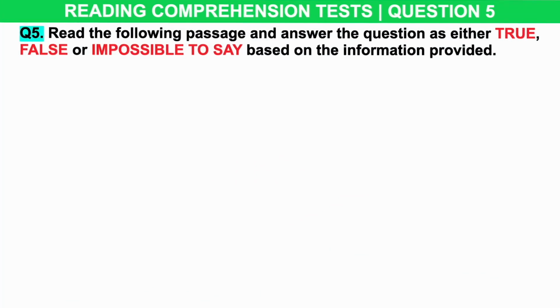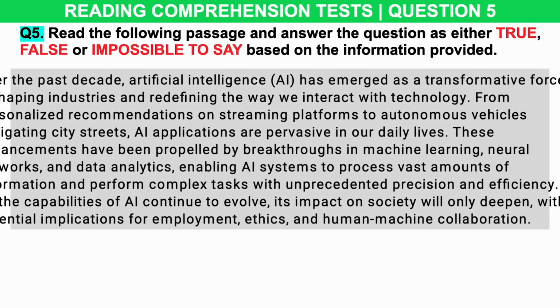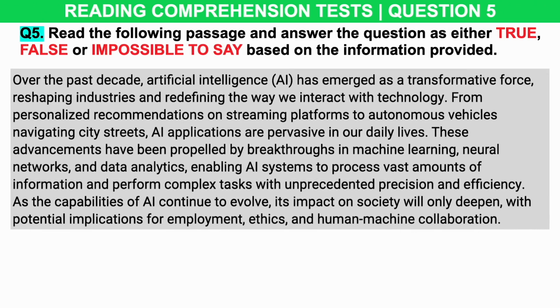Okay, let's go back to that verbal comprehension question. The question is this: read the following passage and answer the question as either true, false, or impossible to say, based on the information provided. Here is the passage. Over the past decade, artificial intelligence, AI, has emerged as a transformative force, reshaping industries and redefining the way we interact with technology.